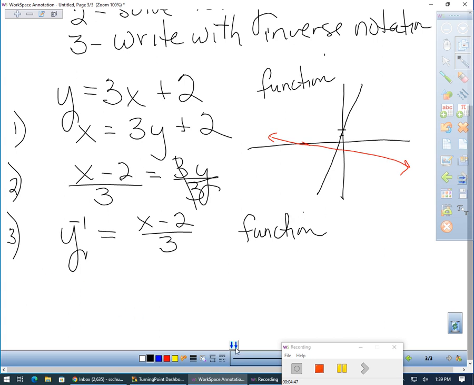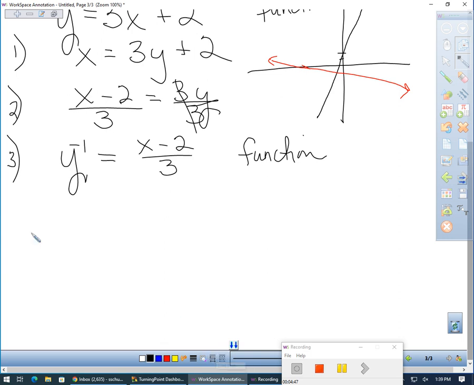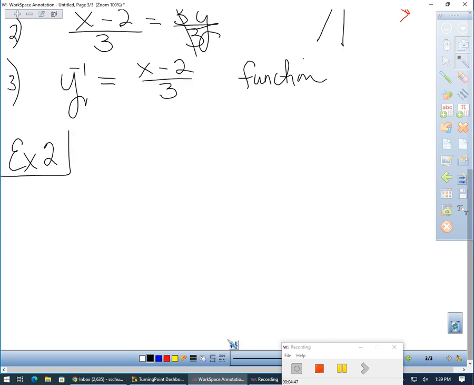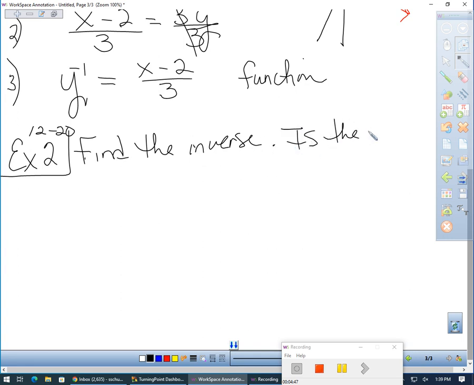All right, so here is example number 2. Are we ready? Example number 2 covers your problems 12 through 20. 12 through 20 says, find the inverse. And then it says, is the inverse a function?